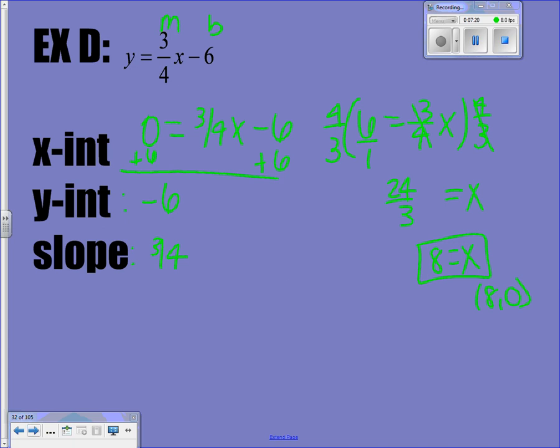I would get 0 equals 3/4 times 8 minus 6. If you multiply 8 times 3/4, you get 6. 6 minus 6 is 0. So we are happy. And let's take a look at one more because that is kind of tricky. So let's look at example E.